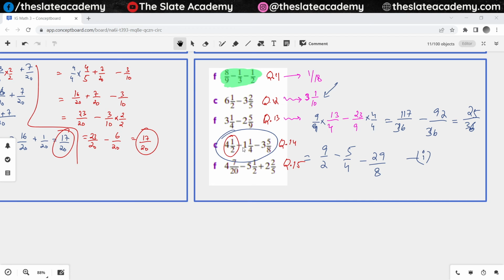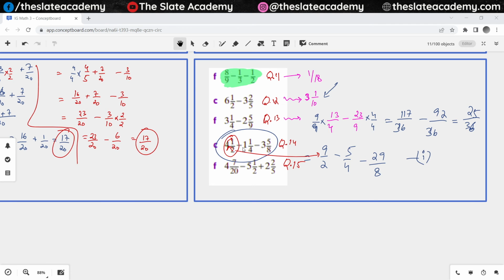Look over here. This is 4 whole 1 by 2. It becomes 9 over 2. Any confusion? 2 2s are 4, 4 plus 1, and then we add the numerator, so it becomes 9 by 2, right? Then this 1 whole 1 over 4 becomes minus 5 by 4. How? 4 ones are 4, 4 plus 1, 5. So it becomes minus 5 by 4. For the last one, 3 eights are 24, 24 plus 5, 29. So it becomes 29 by 8.